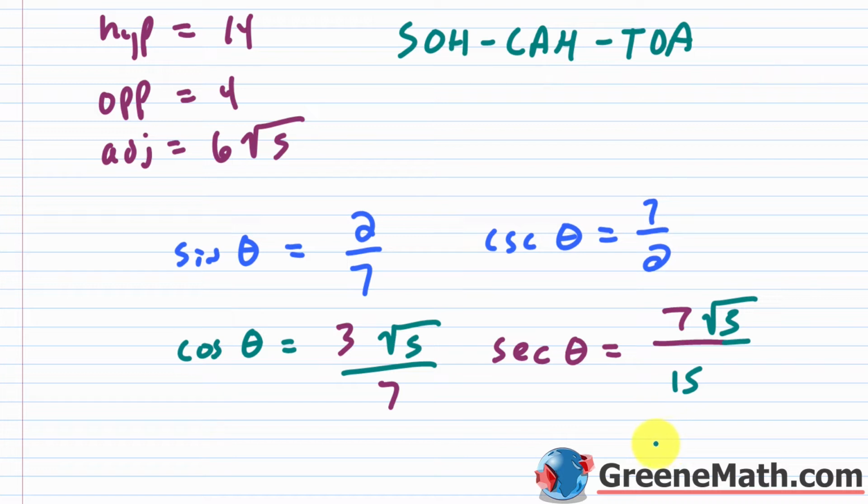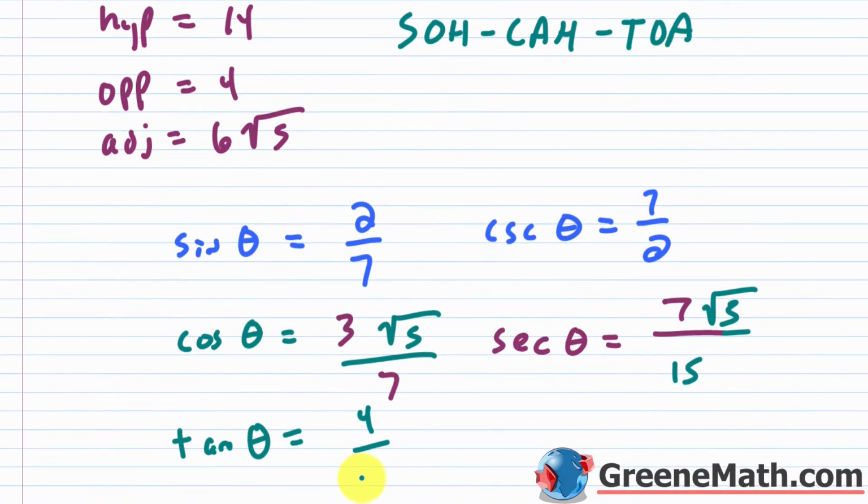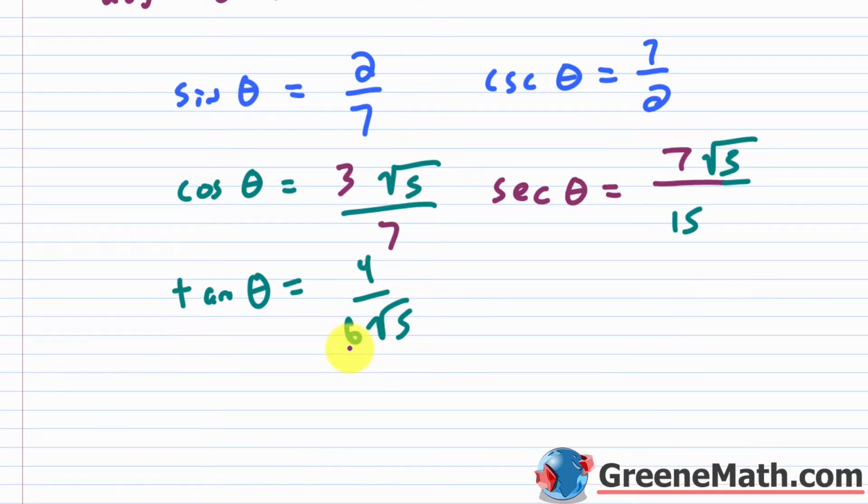And then lastly, I need the tangent of theta. So the tangent of theta, and again, that's the T here for tangent. You have O and then A. So opposite, which is 4, over adjacent, which is 6 times square root of 5. And let me come down here a little bit. I'm going to run out of room. So between numerator and denominator, you have a common factor of 2. So if I divide 4 by 2, I get 2. If I divide 6 by 2, I get 3.